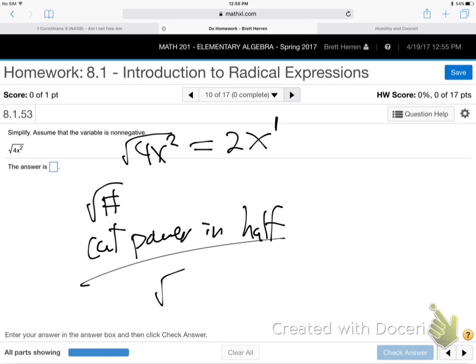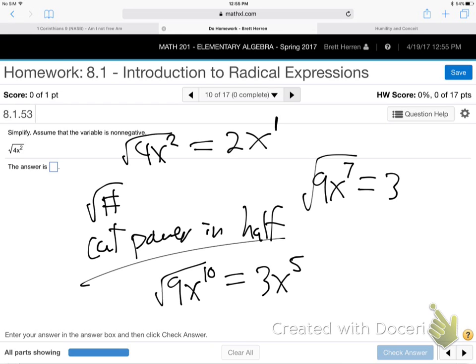Really good question. How about if this was square root of, let's go 9, let me do 9x to the 10th. What would that be? 3x to the 5th. Just square root the 9 is 3, cut the power in half. If it was odd, like 9x to the 7th, it would be 3, but then you can't do the root of x to the 7th. We'll do something more fancy next week with them. For now, they won't give you an odd one, basically, is what they're going to do.